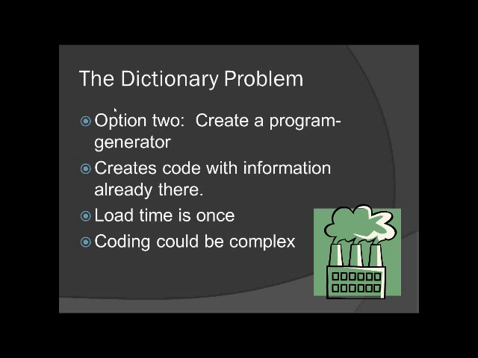Another option is to create a program generator. Essentially, a program generator creates the code with the information already there. So this is really good for distributing code, as it takes load time away from the end user. However, coding for this can be really complex depending on your implementation. So when you want to use this load method for your program, you may want to consider different implementation choices for your dictionary.